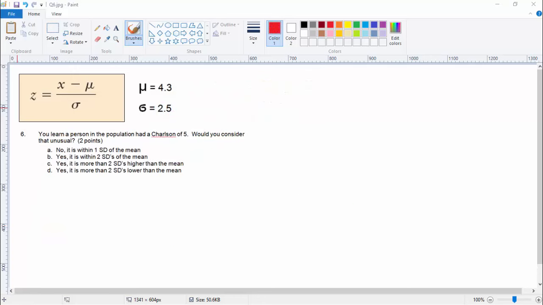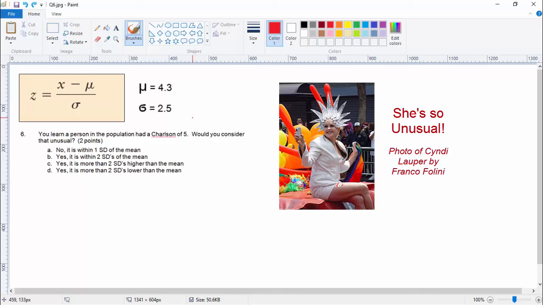Okay, moving right along to question 6. Now we get the unusual question. See this? Unusual. So you learn a person in this particular population that matters had a Charlson of 5. Would you consider that unusual? And I remember the first time I got that in biostatistics, I'm a very open-minded person.